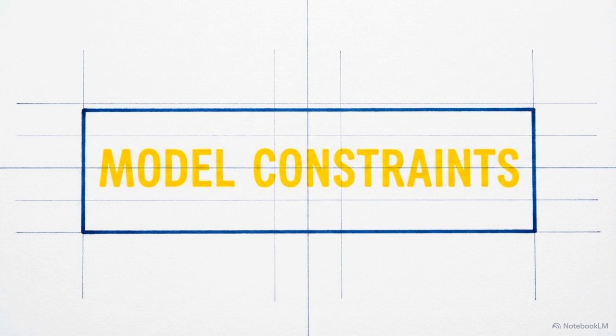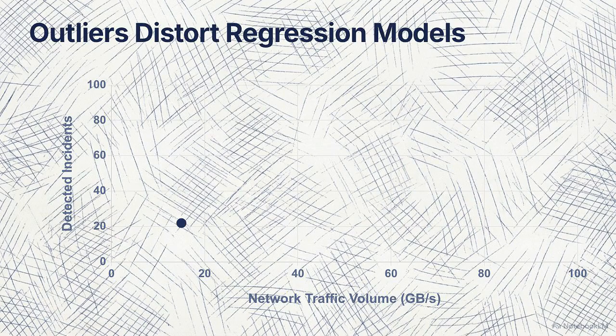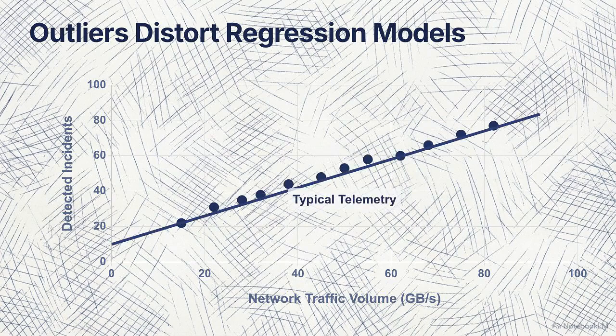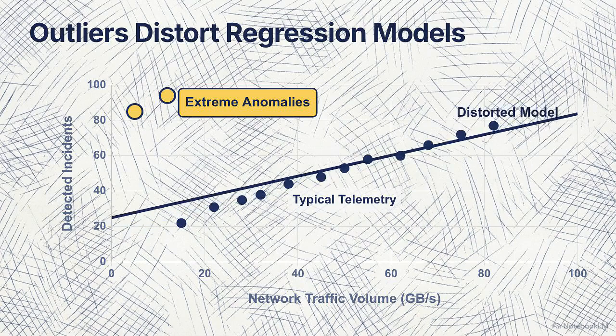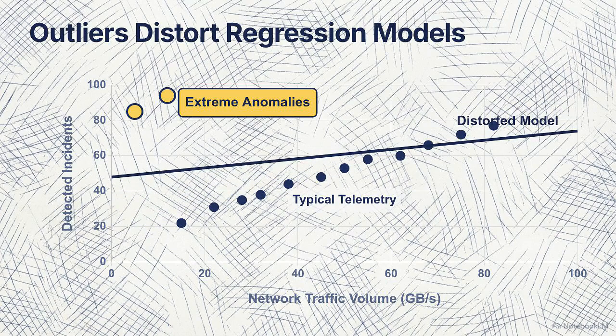It rigidly assumes the relationship between data points is always linear. Because it draws a single, rigid line of best fit, a handful of extreme statistical outliers can easily drag the slope and distort the entire prediction.